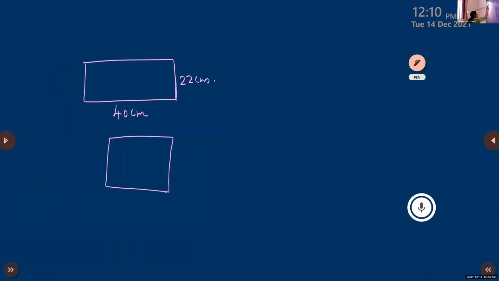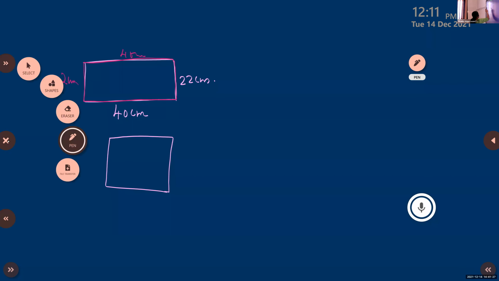So listen. The total length of the wire will be equal to what? This side plus this side plus this side plus this side, isn't it? That is the total length of the wire. What is the meaning of that, when you add all the sides? This is 40 and this is 22. You know that a rectangle's opposite sides are equal. So the total length of the wire is equal to the perimeter of the rectangle. Do you agree with that? Yes, ma'am. So we can find the total length of the wire.